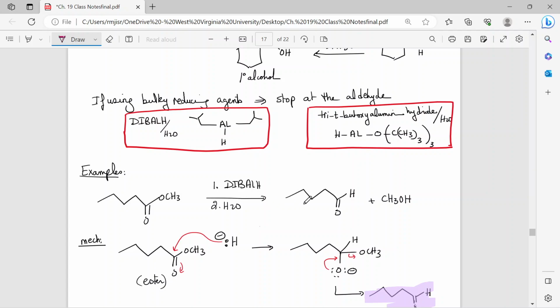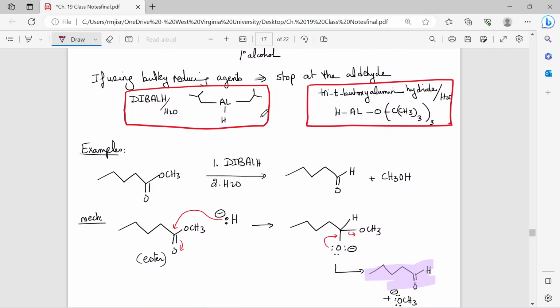Now, if you wish to isolate the aldehyde, then we are going to use bulky reducing agents. These are hindered reducing agents. We've talked about two of those in chapter 18, the diisobutyl aluminum hydride and the tri-tert-butoxy aluminum hydride. In each one of those, you are replacing the hydrogens around the aluminum, except one, with a bulky group. So in this case, you will limit the reactivity of the aluminum.